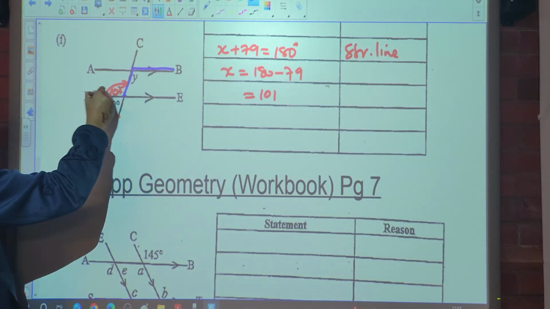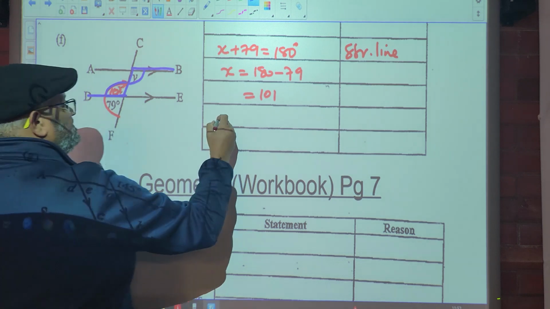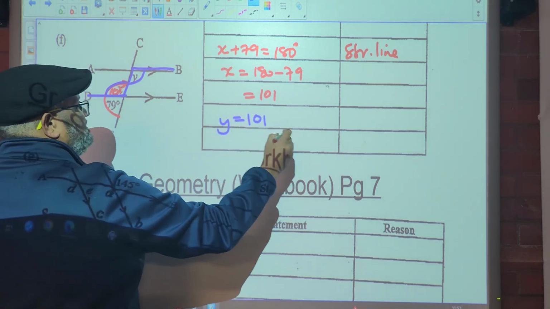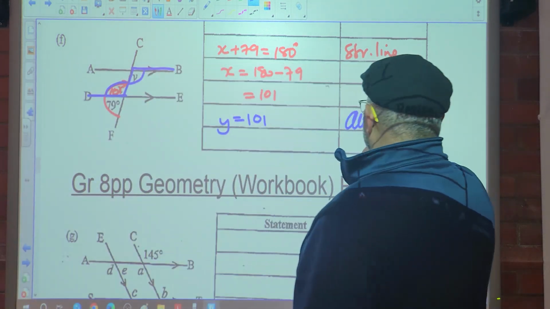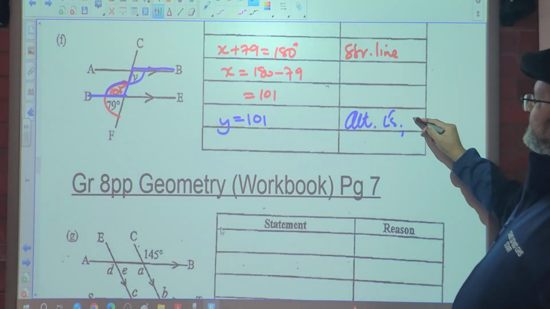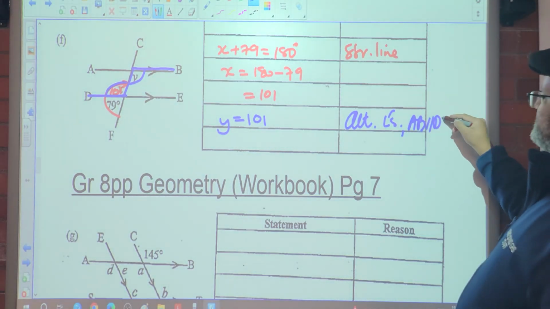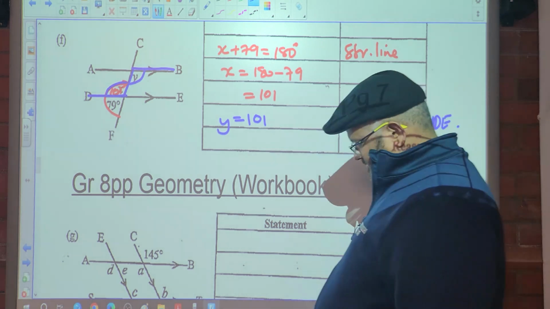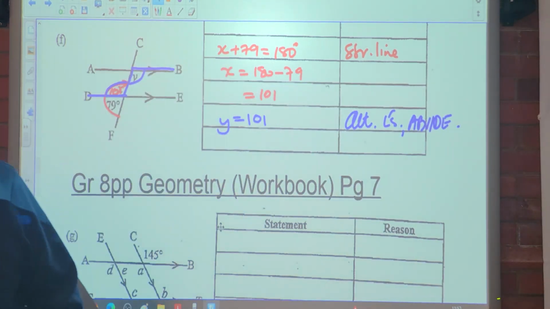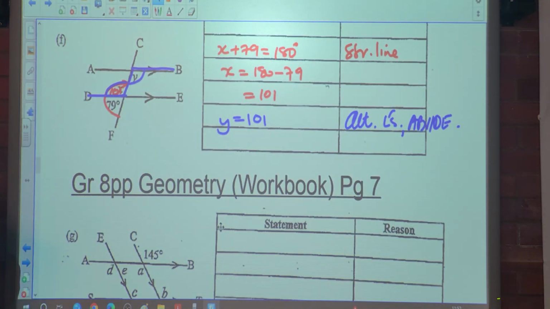Alternate angles. Can you see that? So Y is equal to 101. Alternate angles with AB being parallel to DE. Do you see anybody that's confused? Not yet. Easy, no?